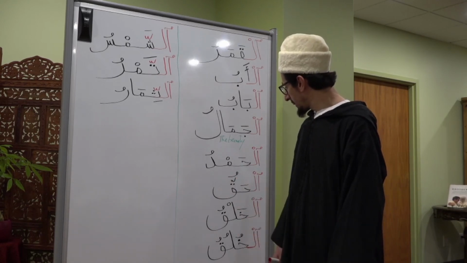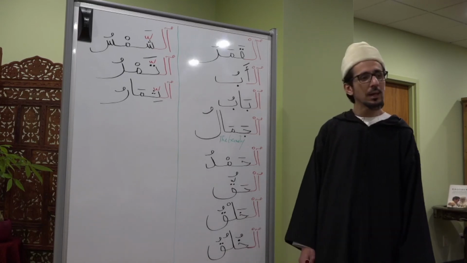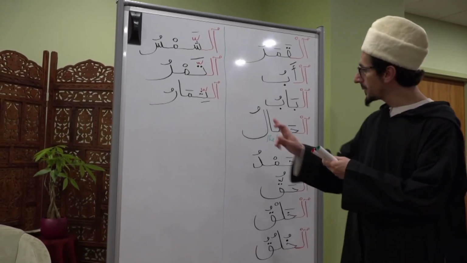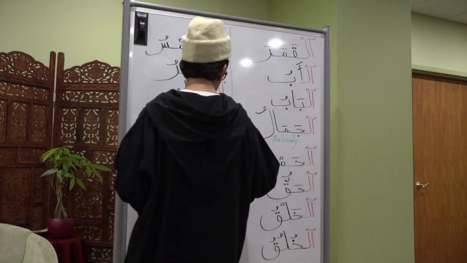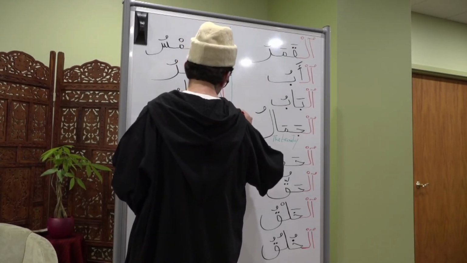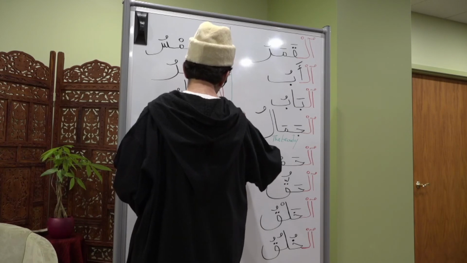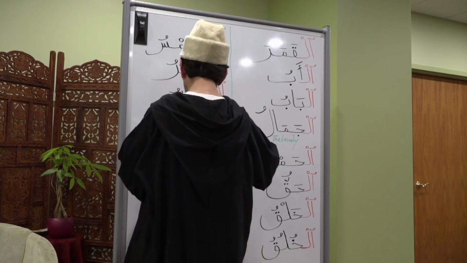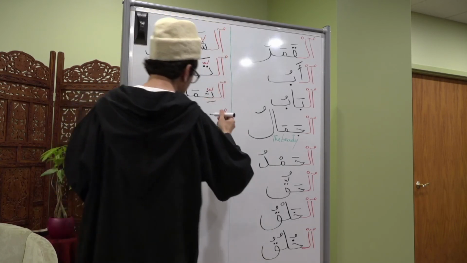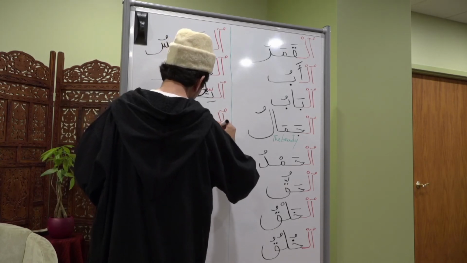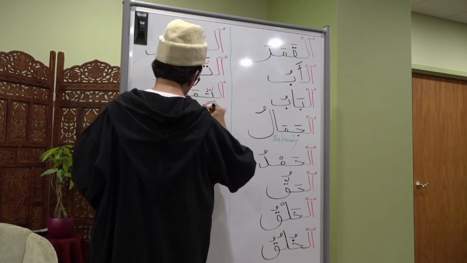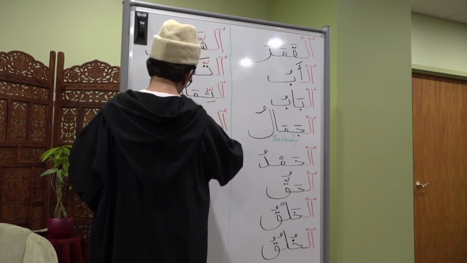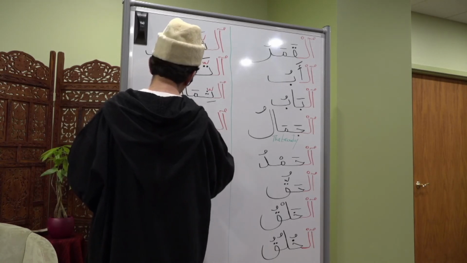Okay. Next letter in the alphabet. Dal. Dal, it's here. Follows the sun. Give me a word with dal. Ad-dalil.